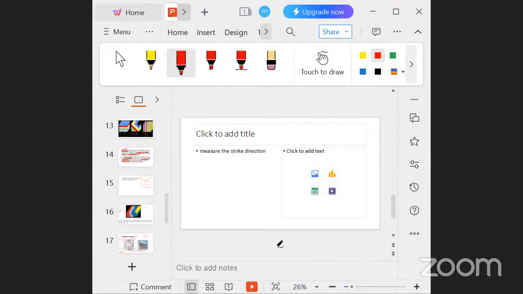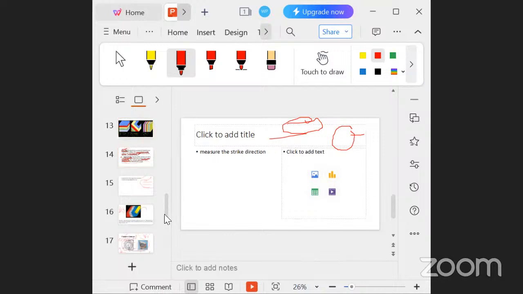So, to measure the strike direction, they place the compass on the bedding plane so that the bridge of the compass touches the bedding plane completely, right? Then rotate the compass so as to ensure that the bridge becomes horizontal and one end of the bridge still touches the bedding plane.